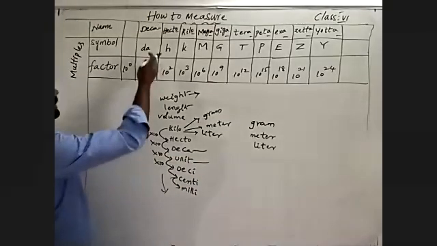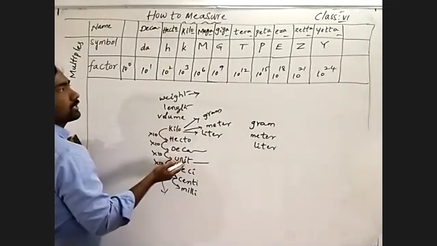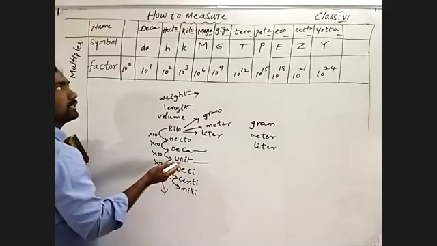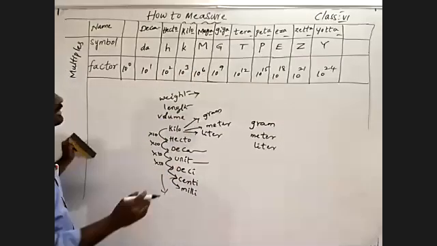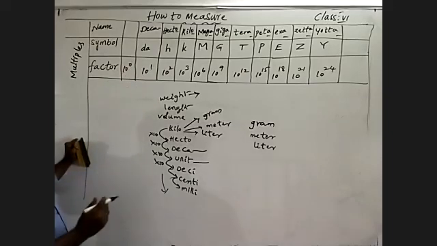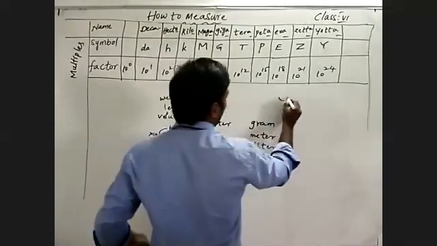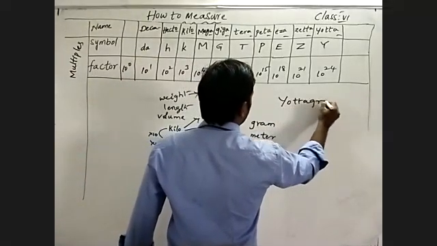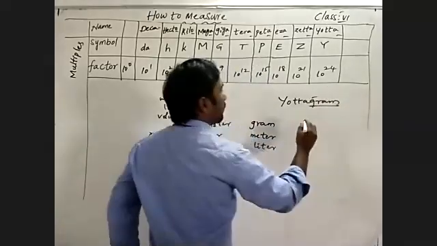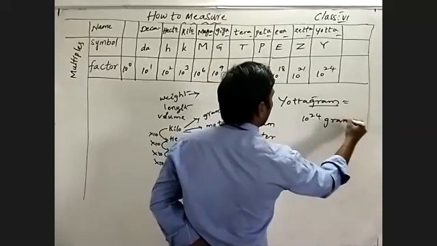1 hecto is equal to 10 into 10, 100 grams. Kilo means 1000 grams; 1 kilogram is equal to 1000 grams. Mega means 10 to the power of 6 grams; 1 megagram is 10 to the power of 6 grams. By that we have to write the combination. Yottagram means 10 to the power of 24 grams. So this combination I gave you, and you have to write 10 to the power of 24 grams.